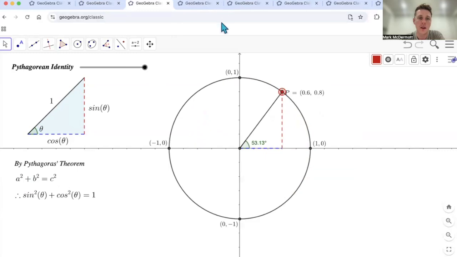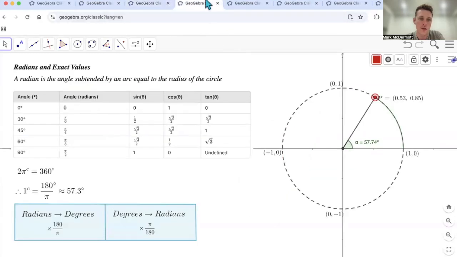All right, what we're going to do now is look at what's called radians. What you'll notice up to this point is we've defined everything in terms of degrees, and that's something we're probably a bit more familiar with. There are 360 degrees in a circle. What we're going to do now is start to measure angles in a slightly different way, and we're going to use radians. And a radian is the angle subtended by an arc equal to the radius of the circle.